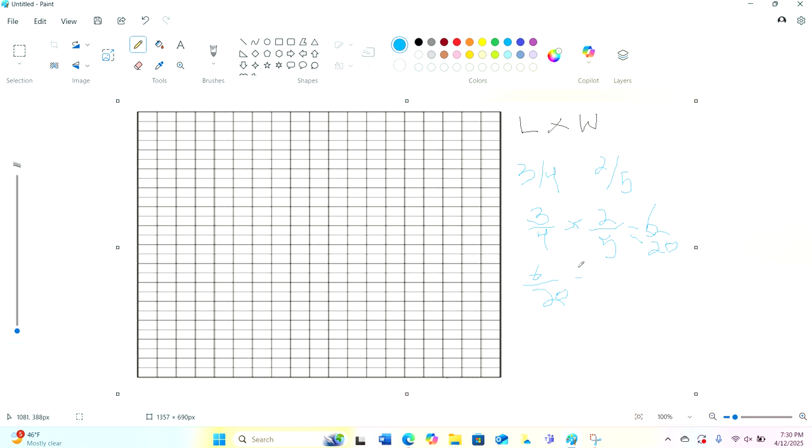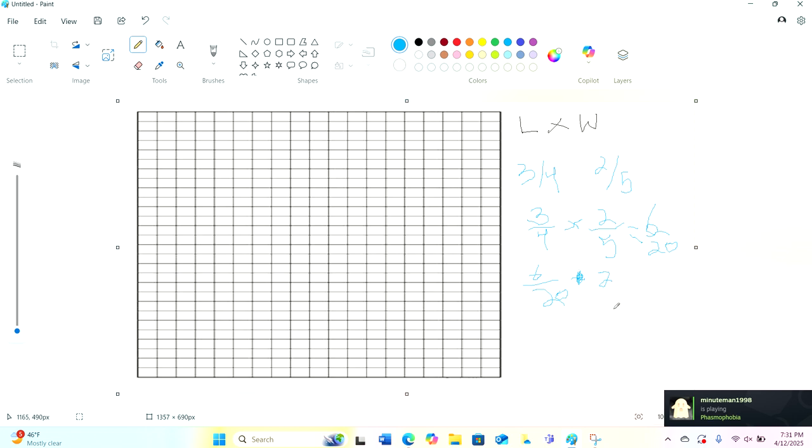Hold on. It's supposed to be a division sign. I'm sorry, I'm not that great at managing this app yet, so that's a division sign. It's supposed to be.